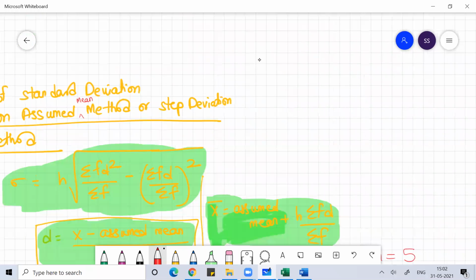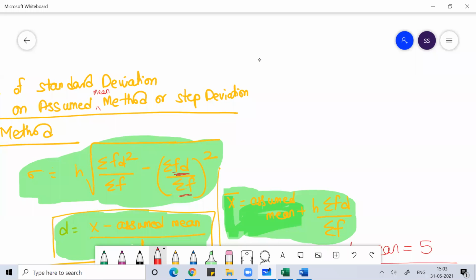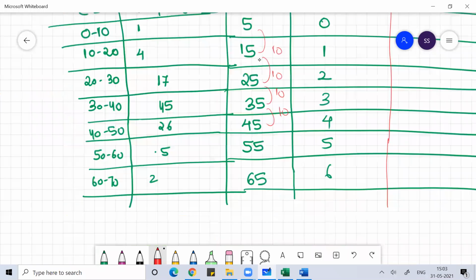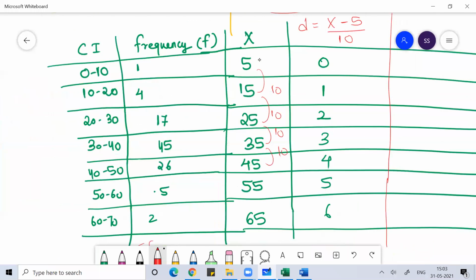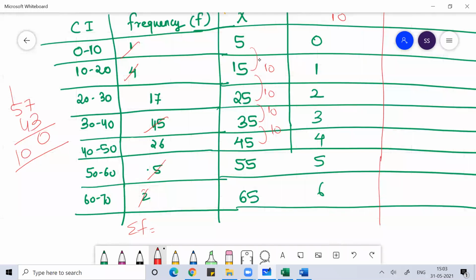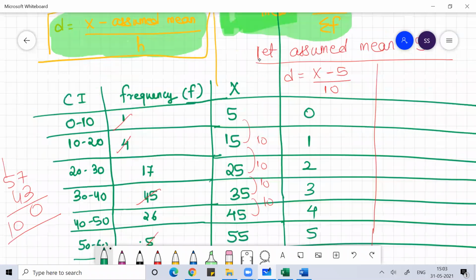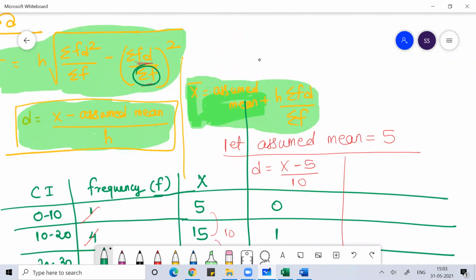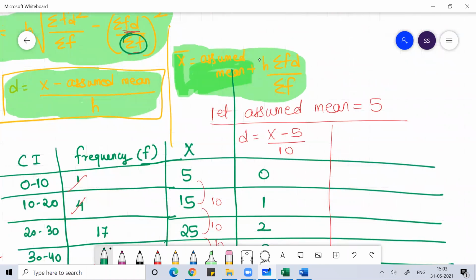Once you get the d values, what you need is sum of fd and sum of f, which you anyway know. What is the value of sum of f? 4 plus 1 is 5, 5 plus 50 is 55, 55 plus 2 is 57, then 17 plus 26 is 43, 57 plus 43 is 100. So sum of f is equal to 100.